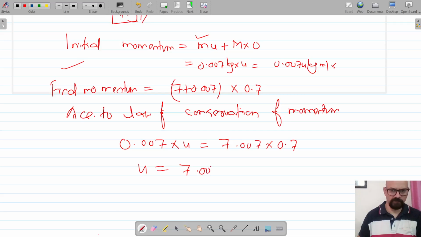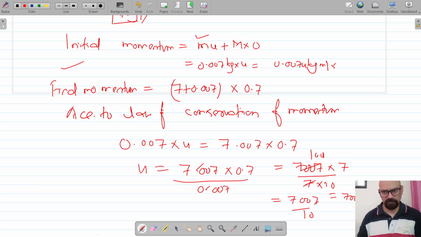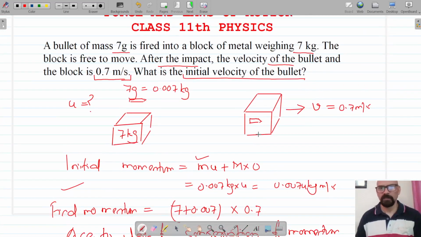So u is 7.007 into 0.7 upon 0.007. So we can take off this point. Now this is equal to 7007 into 7 by 10, which gives us 1001. So this is equal to 7007 divided by 10, which gives us 700.7 meter per second. So this is the initial velocity of the bullet, and we have used the law of conservation of momentum here. With this, we are done with this.